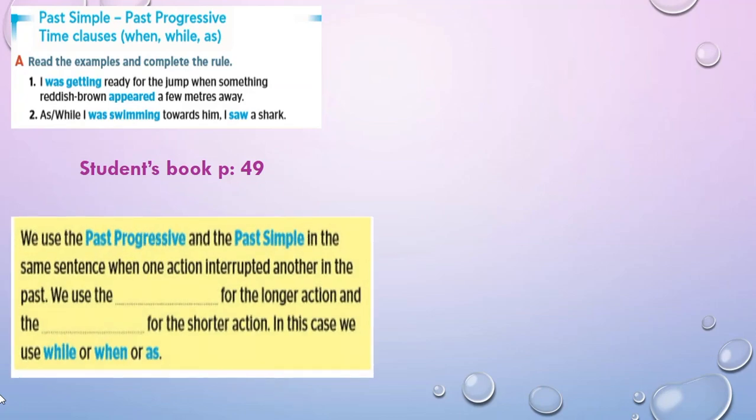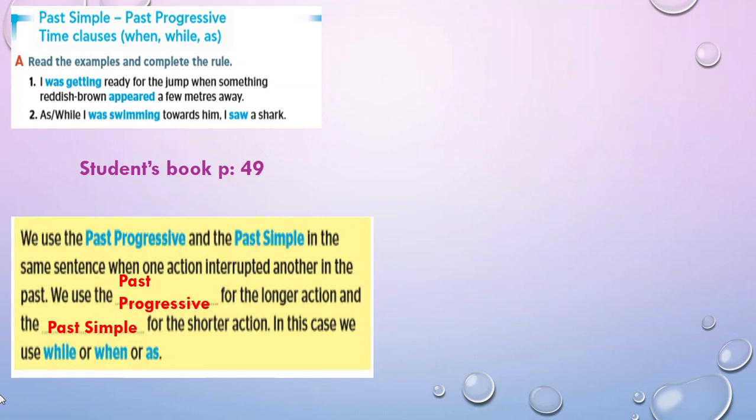Now, my students, we use the past progressive and the past simple in the same sentence when one action interrupted another in the past. But we use which tense for a longer action? And which one is used for a shorter action? Okay, we use the past progressive, as you have already known. And we use the simple past for the shorter action.